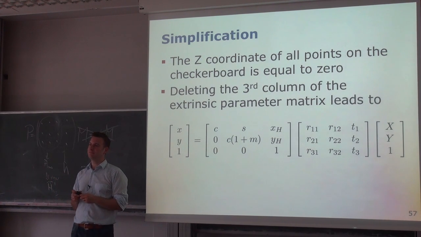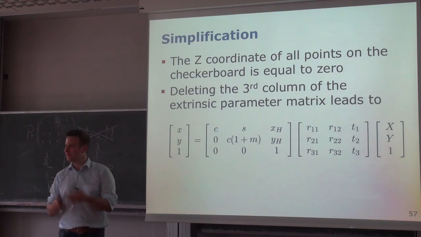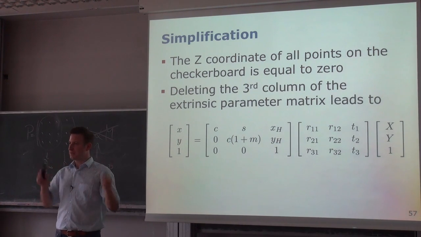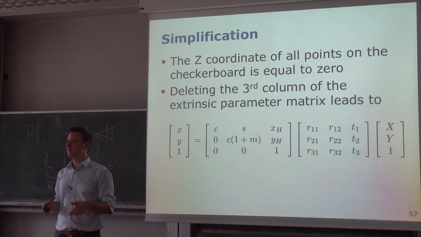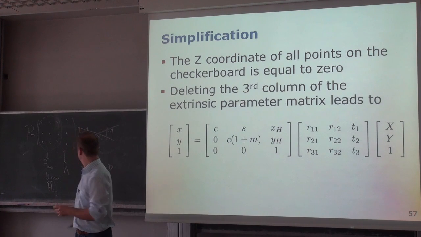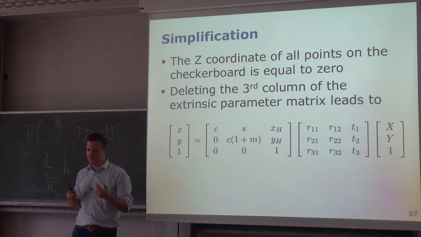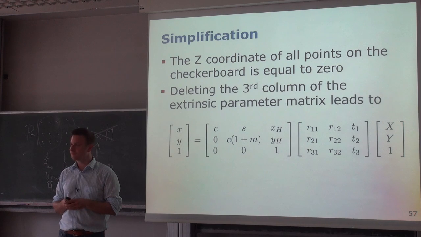Why 9? Perfect, 8. So 9 is the intuitive choice because it's a 3x3 matrix with 9 elements, but it's a homogeneous matrix, so I have this scaling factor, and it boils down to just having 8 degrees of freedom. Okay.